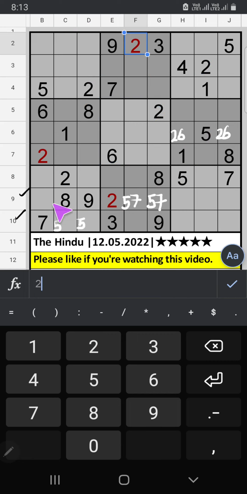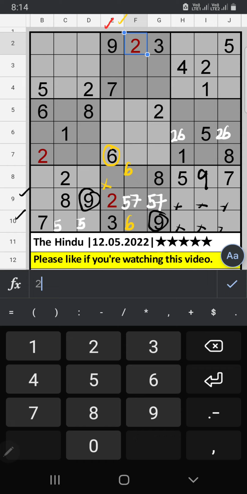Ninth row and 10th row we have 9. So 9 can't come in these cells. The 9 is confirmed here. Column E we have 6. So 6 can't come in the cell. 6 will come in any one of the 2 cells, we will confirm later.